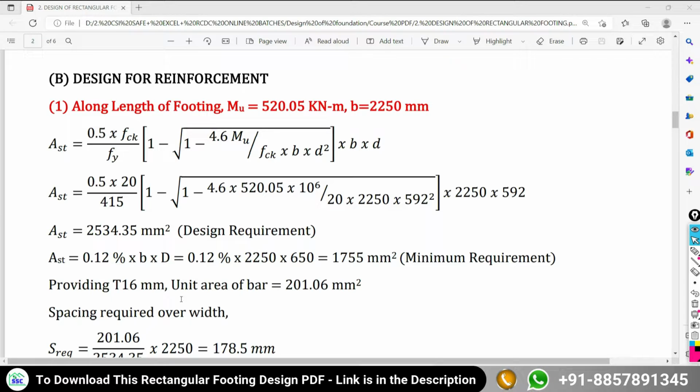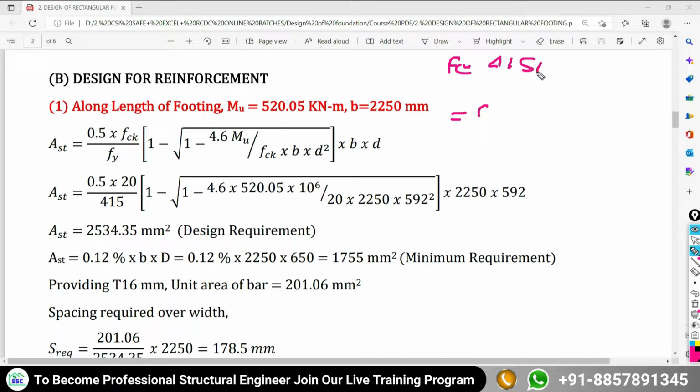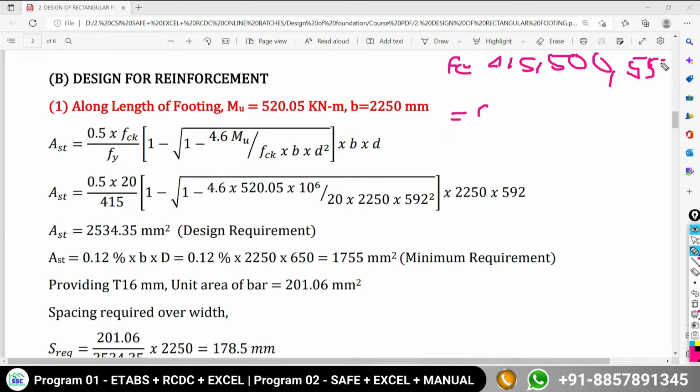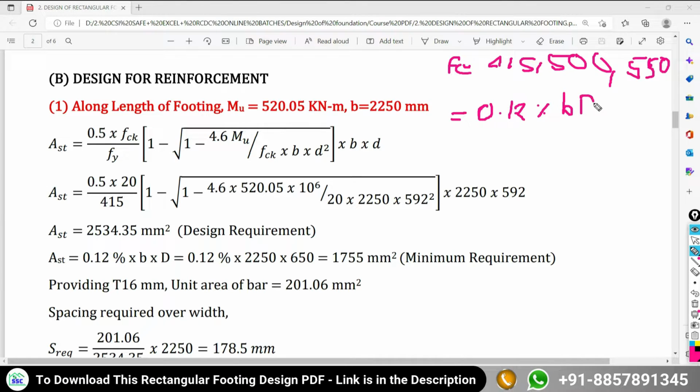So your IS 456-2000 has recommended the minimum percentage of reinforcement in your slab or foundation slab if you are using a higher grade of steel like Fe 415, Fe 500, Fe 550. In that situation, the minimum percentage of reinforcement in your concrete slab or foundation slab will be 0.12% of B into D, the section size.